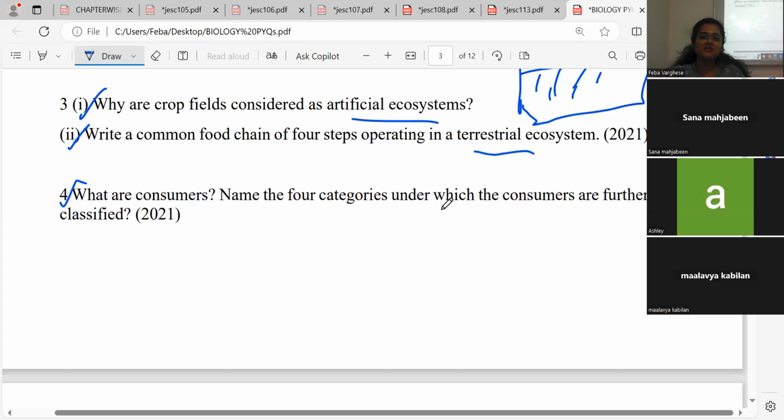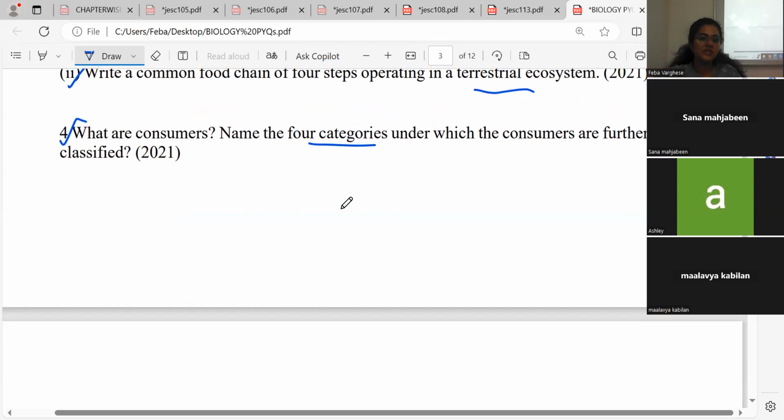Now, name 4 categories under which the consumers are further classified. How are they further classified? Categories. 4 categories under which the consumers are classified. Herbivore, omnivore, carnivore, detritivore. Yes. What are detritivores? Detritivores are decomposers. They'll be consuming the dead and decaying materials. Yes, and then about the herbivores, they will be consuming the herbs or the plants. Omnivores, both meat and plant eaters, and the carnivores, meat eaters.